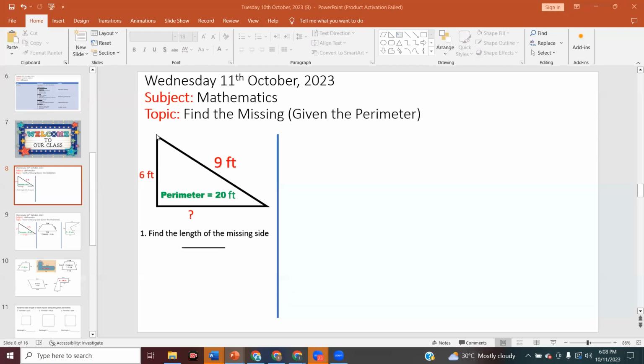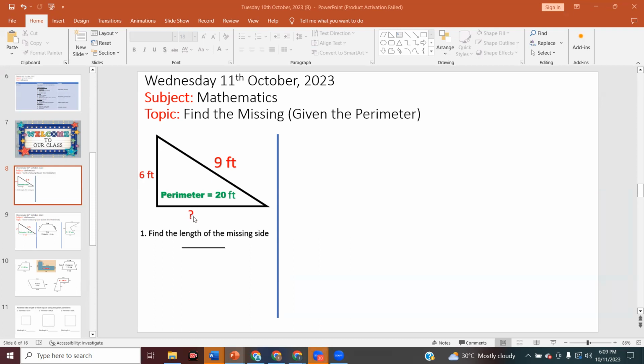We know that the length of the three sides altogether, the perimeter, is 20 feet. So then what is going to be the length of this missing side? That's what the question says: find the length of the missing side. Again, we know that the whole thing altogether, the three sides, is the perimeter, 20 feet. If we know that, then what is going to be the length of this missing side?